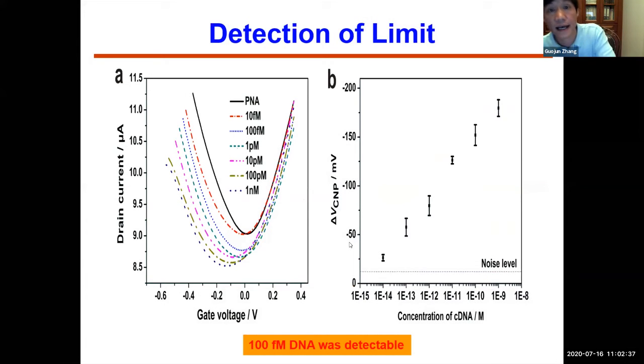To investigate the sensitivity, we applied different concentrations from 1 nanomolar to 10 femtomolar to the PNA-immobilized graphene FET biosensor. After the hybridization, because the DNA is negatively charged, which contributes to p-doping, the Dirac point shifted to the left. And along with the concentration of target DNA, the signal also increased.